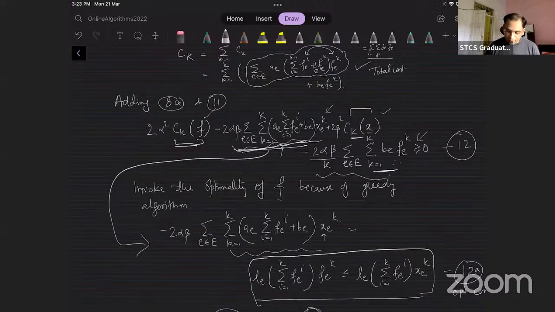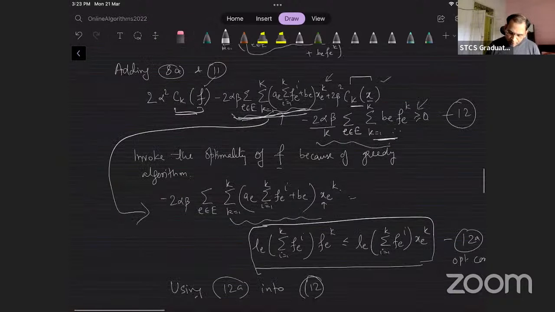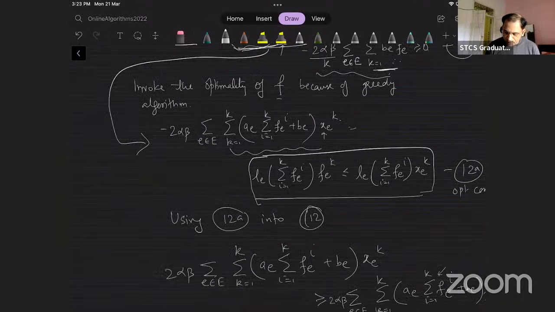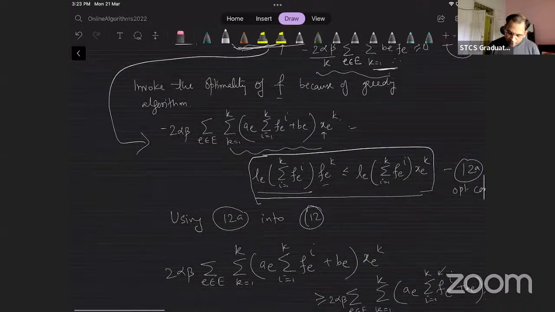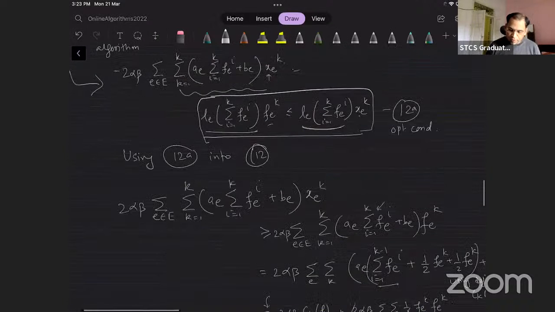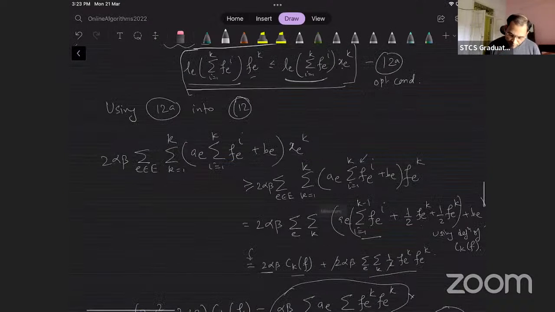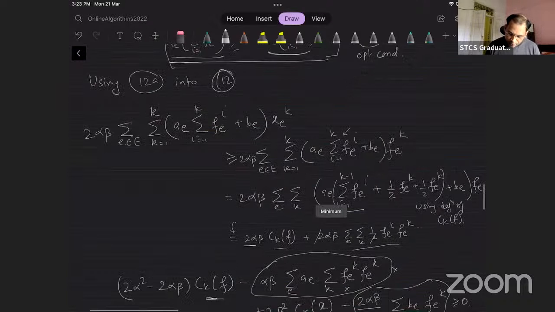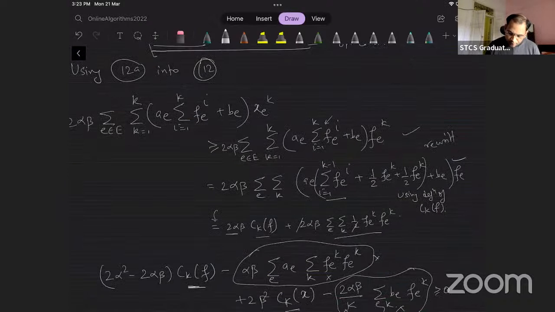That at optimality, because FE being optimal, there is some relationship between, so 12a is that relationship, that the latency function evaluated at the sum flow times the flow on that edge is going to be less than latency evaluated at the sum of the flow times XC for any other flow. So this essentially gave us a handle on how to take care of one term, which was the cross term. And once we wrote that, this is just a rewriting of that. This is just directly from the optimality. And this is just using the definition of CKF.